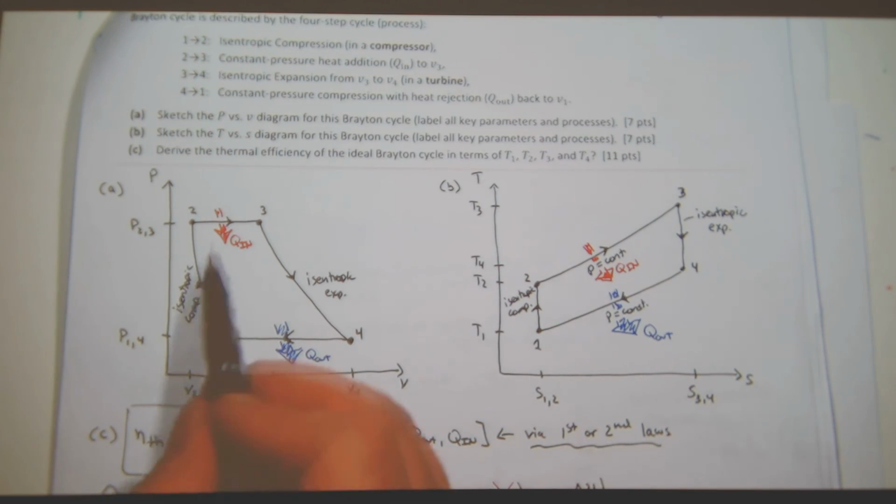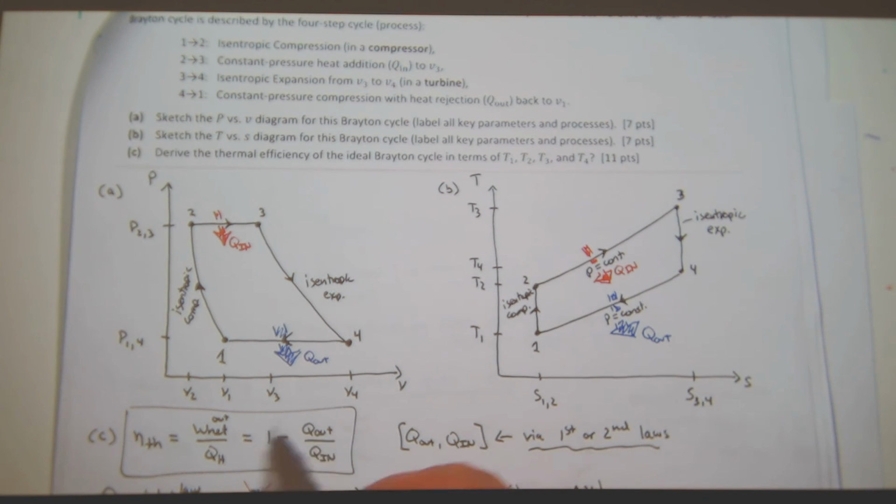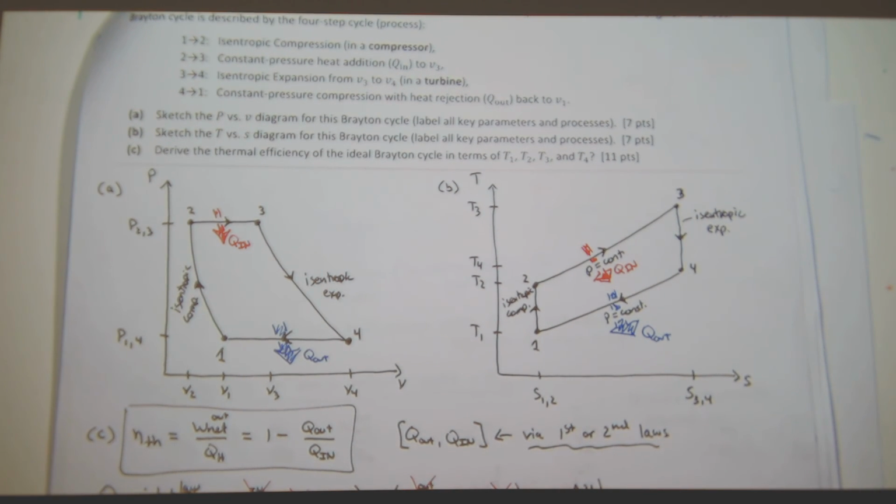Because this is the only place where I have heat in and heat out, and this expression here, I rewrote the thermal efficiency into heat transfer. So all I did is look at the diagram and find the stages of the process where I have heat transfer. And that's the only place I need to do energy balance.